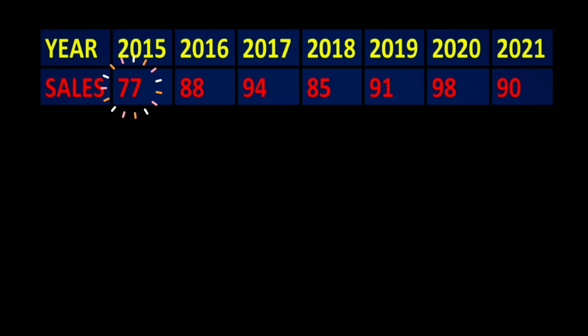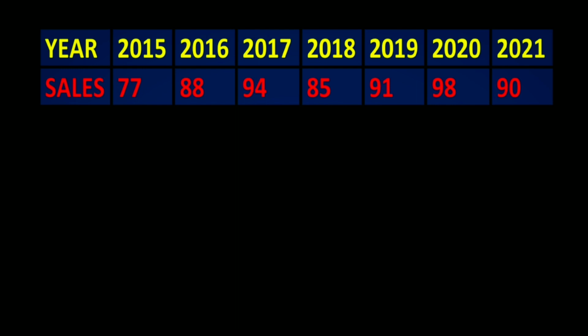For the year 2016, the sale amount is 88. For 2017, it is 94. For 2018, it is 85. For 2019, it is 91. For 2020, it is 98. And finally, for the year 2021, the sales amount is 90.